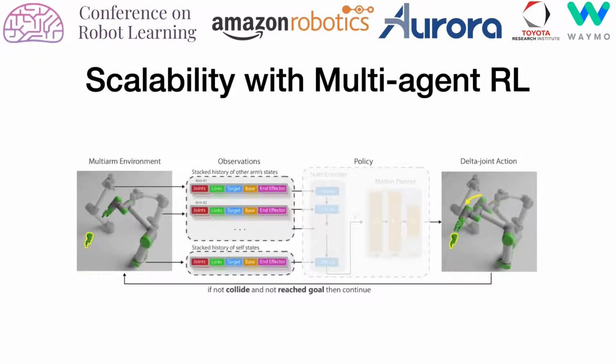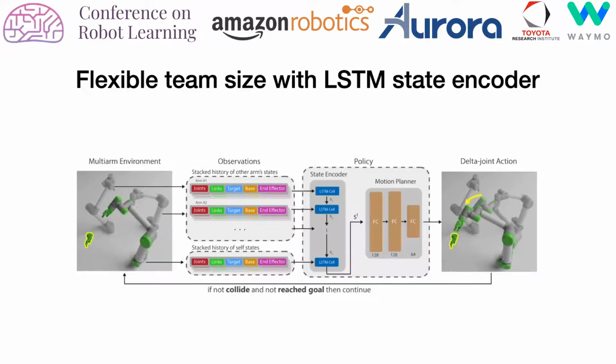We achieve scalability by treating the multi-arm system as a cooperative, homogeneous multi-agent system. A single policy, which observes other arm states and outputs a closed-loop delta joint action, is shared between all arms and trained using multi-agent reinforcement learning. We achieve flexibility with an LSTM state encoder, where the observations of other arms are treated as a sequence and processed by an LSTM to extract a fixed-size encoding for the motion planning policy.